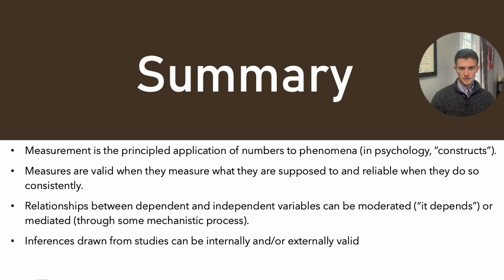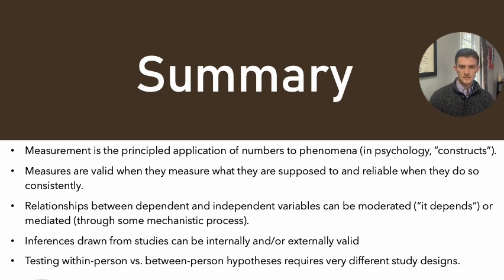Inferences that we draw from a study can be internally valid when we're thinking about the context of the study itself, what actually happened in the study. Internally valid inferences are ones that are justified by the design of the study and the data that were collected. Externally valid inferences are ones that we draw from the study to a larger context or to the world at large. Finally, when we test hypotheses, some of our hypotheses are about differences between people, and some of them are about things that happen within people's lives over time. And these two different kinds of hypotheses demand very different kinds of study designs.